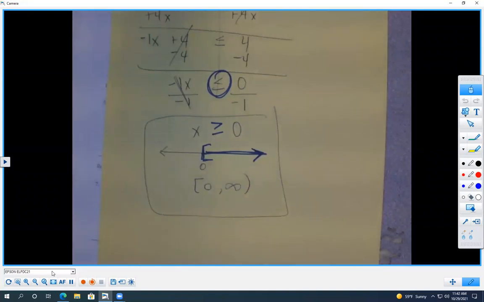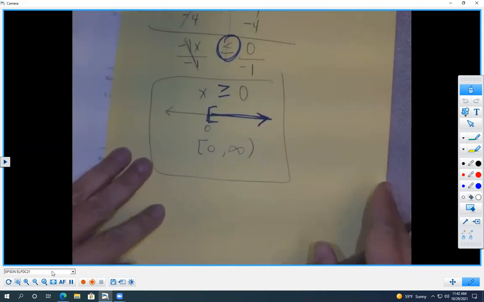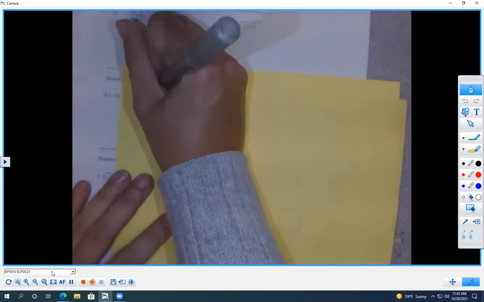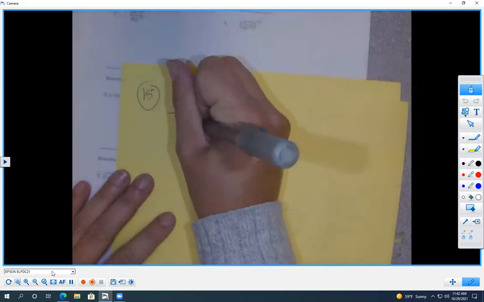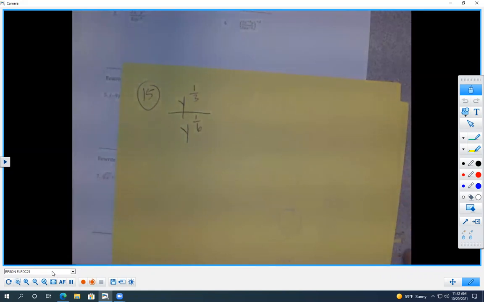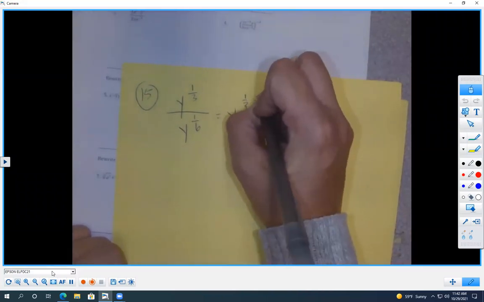Number 15. I'll turn my picture over. I think I ran into a problem like that on that homework that I did not get at all. So y to the 1/3 over y to the 1/6. It's already written with rational exponents. You don't have to switch over to rational exponents here. This is the quotient rule. So this means I subtract my exponents. So I get y to the 1/3 minus 1/6 power.